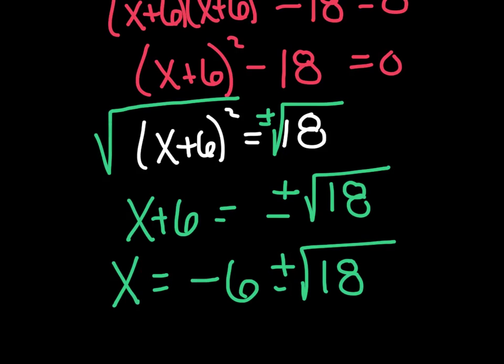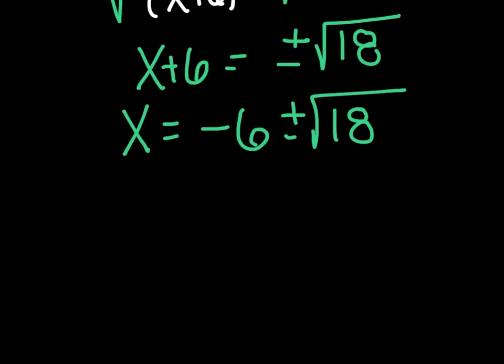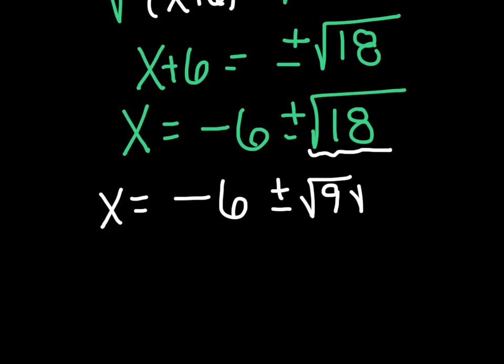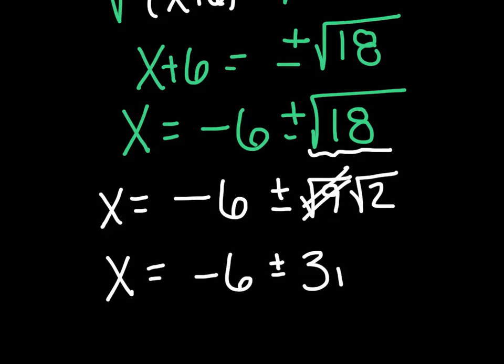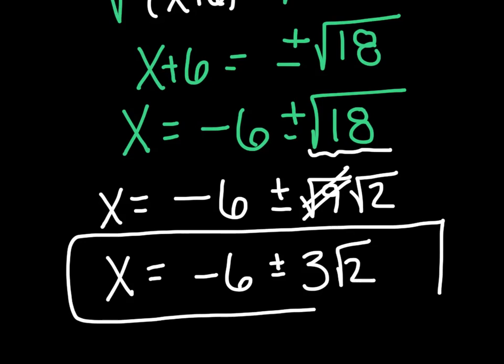Now there's a little bear trap there. We are not simplified. We are not done whatsoever. That radical 18 can get broken down. So I'm going to say this is x equals negative 6 plus or minus the square root of 9 times the square root of 2. That would get me 18. And this 9 can come out into a 3. Now notice it is on this side of the plus minus. Do not put those together. Just write them down in their correct spots, and you're good to go. We get negative 6 plus or minus 3 radical 2.